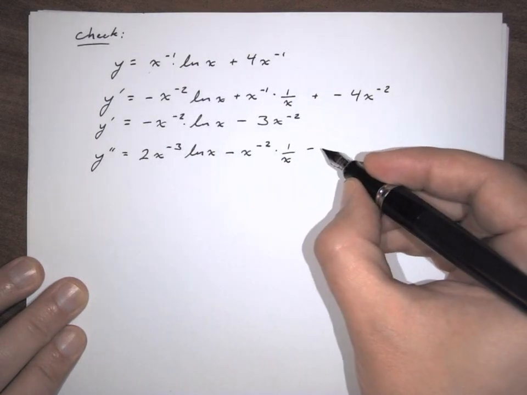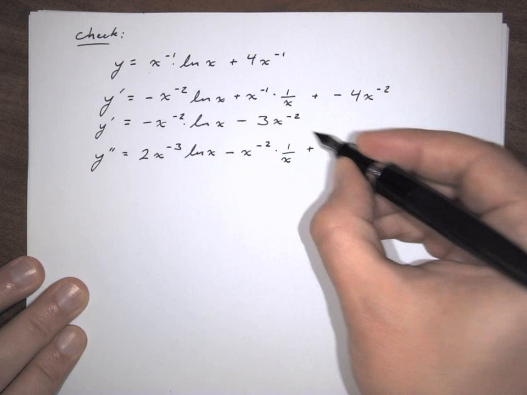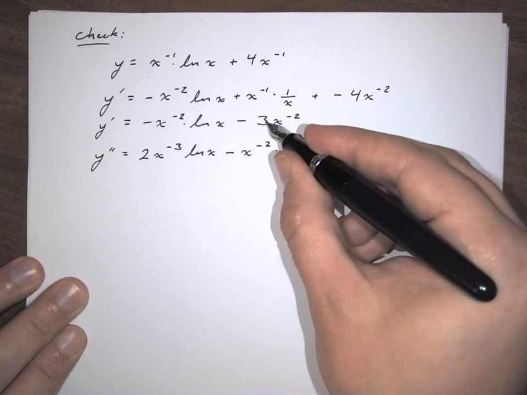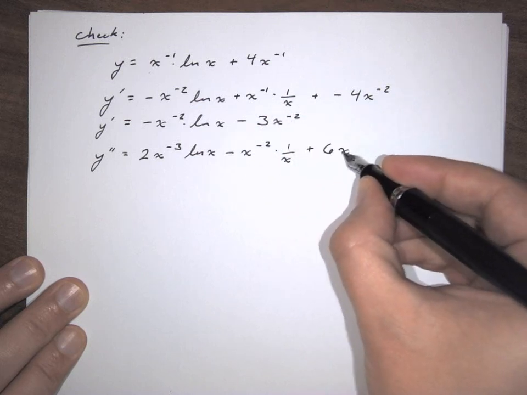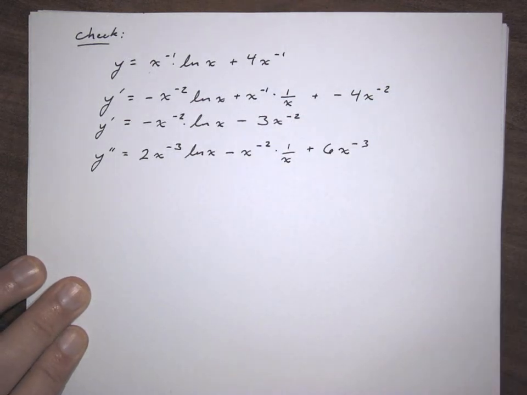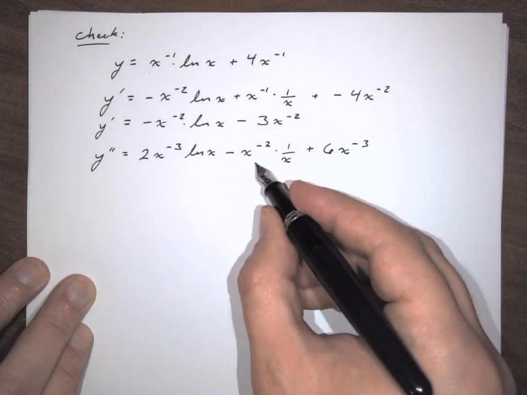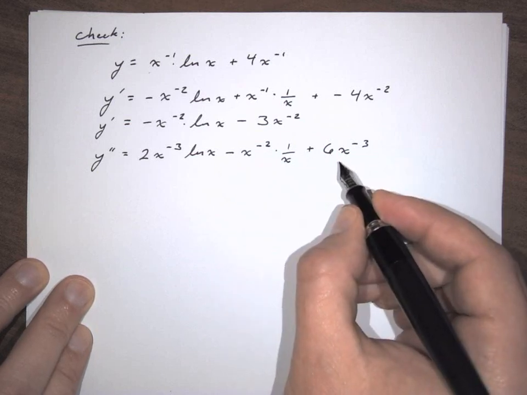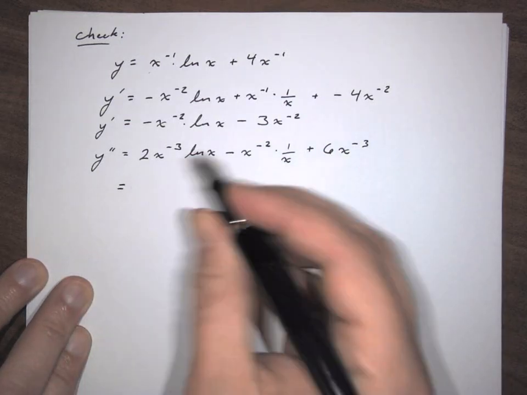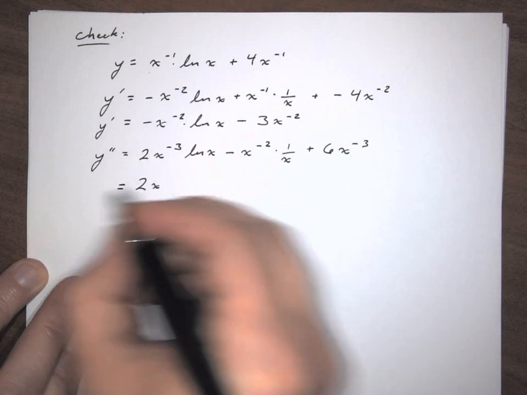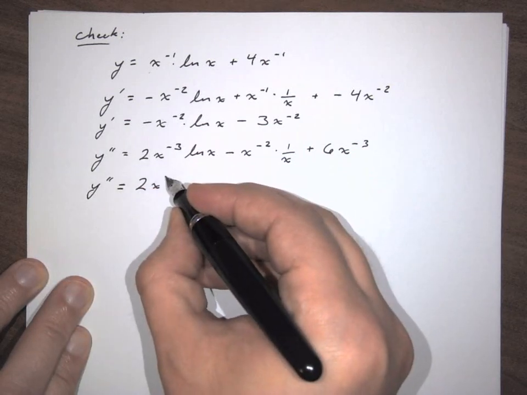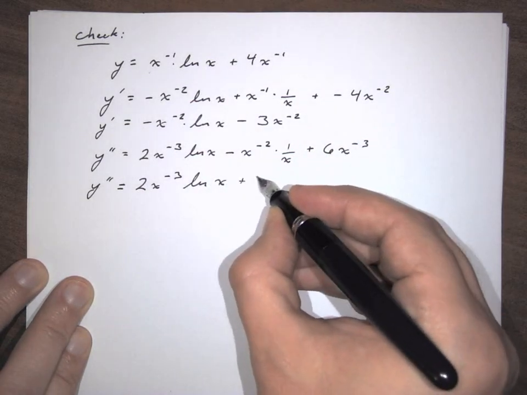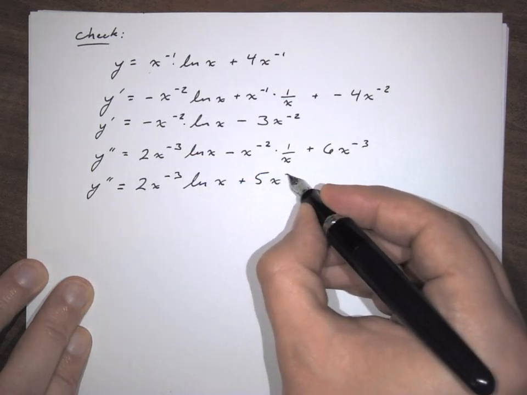Alright, and then coming next here, we have plus now, the negative 2 comes down to make a positive, and a 6, and then it's going to be x to the negative 3rd. And now a little bit of cleanup, that's going to be the same thing as x to the negative 3rd, so minus x to the negative 3rd plus 6x to the negative 3rd. So combining like terms, cleaning up, we have y double prime is equal to 2x to the negative 3rd ln x, and then altogether it's going to be plus a total of 5x to the negative 3rd.